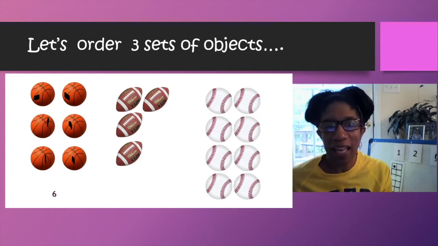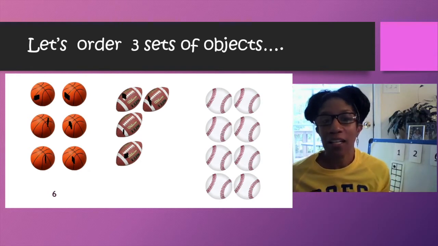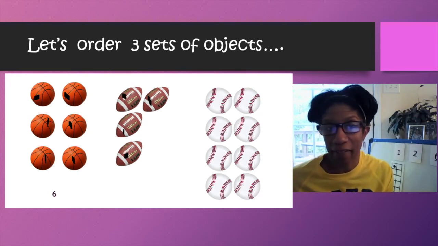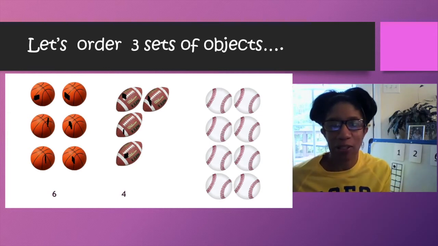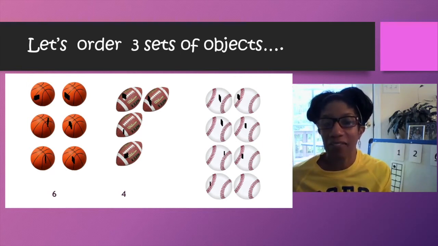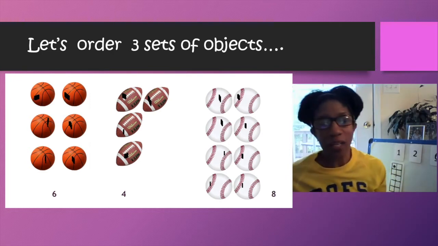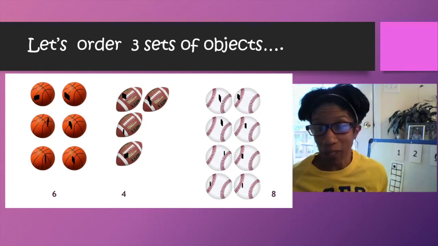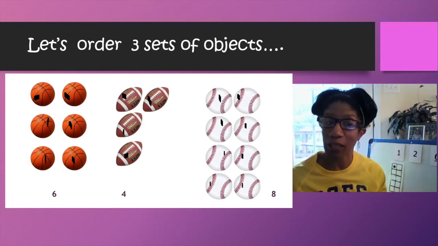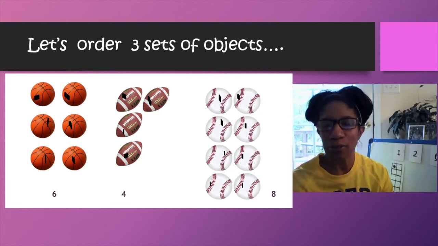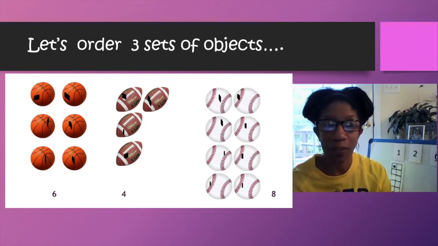How many footballs do we have? Let's count them. 1, 2, 3, 4. So there are 4. So let's put our 4 there. And how many baseballs do we have? Let's count. 1, 2, 3, 4, 5, 6, 7, 8. So we have 8 baseballs. All right. So now we have 6, 4, and 8. And we need to compare those numbers so that we can order them. So what could we use to help us compare those numbers and figure out which one is the greatest and which one is the least?